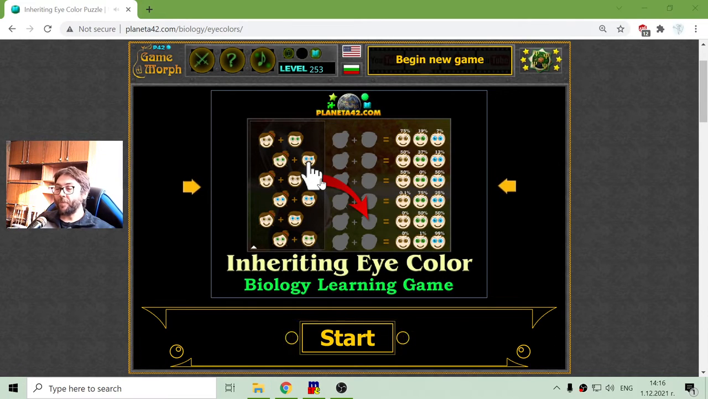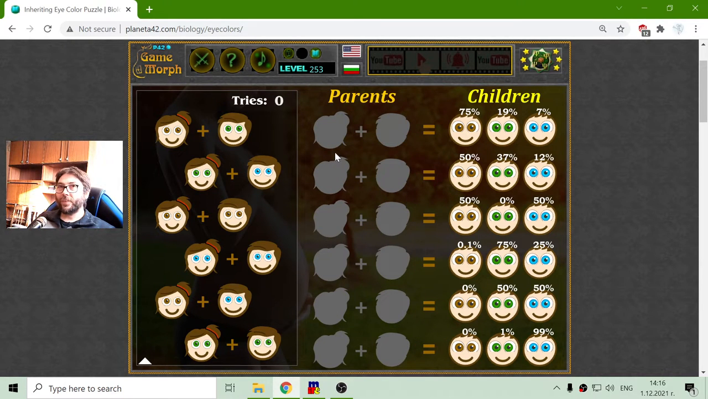Today's biology game that I play is the Inheriting Eye Colors puzzle. Now I will explore the probability of the offspring's eye colors according to the eyes of their parents. Now to the right I have the probabilities, and to the left are the parents, where I have to sort them in the correct place in the diagram.